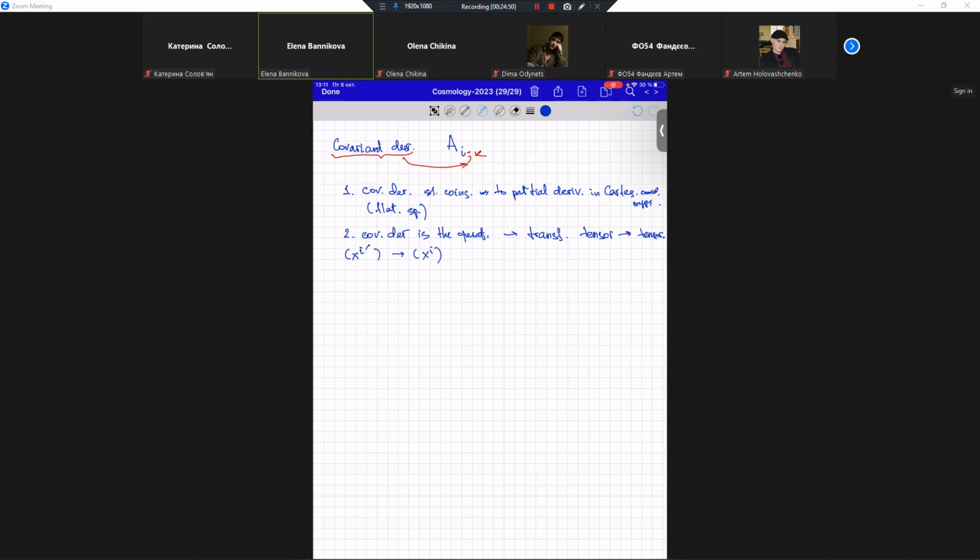So what does it mean? The first condition gives us such an equivalence that if we, for example, have the covariant derivative k, then in Cartesian reference system we can write this is equal to A^i_{,k}. Okay, in Cartesian system.